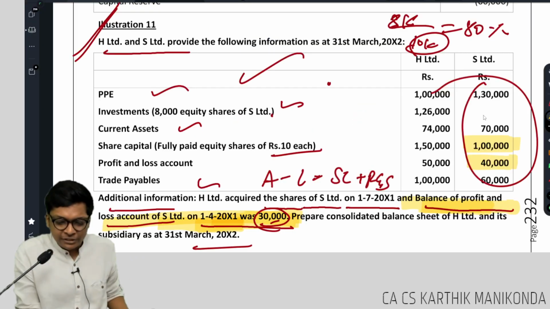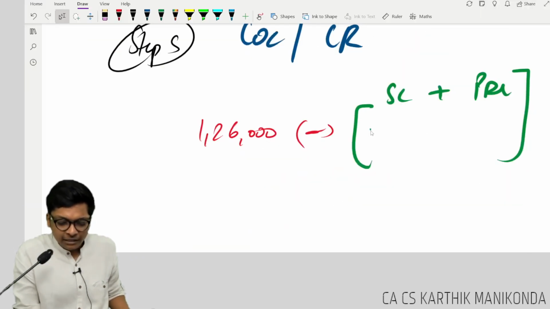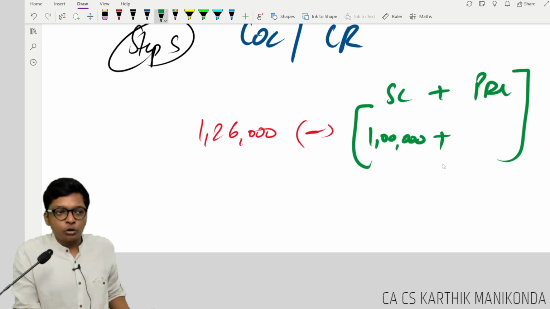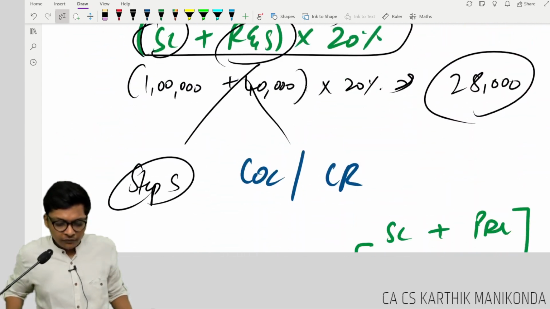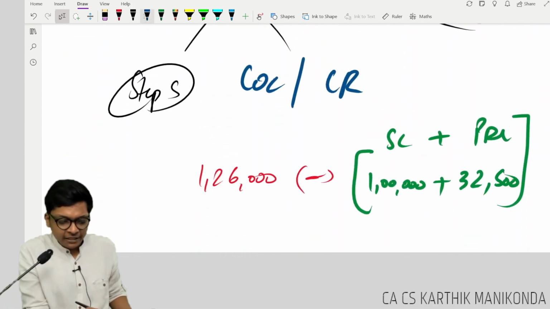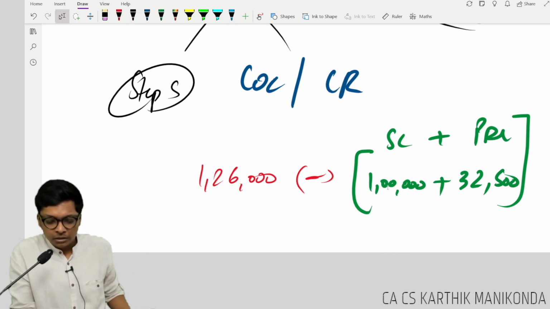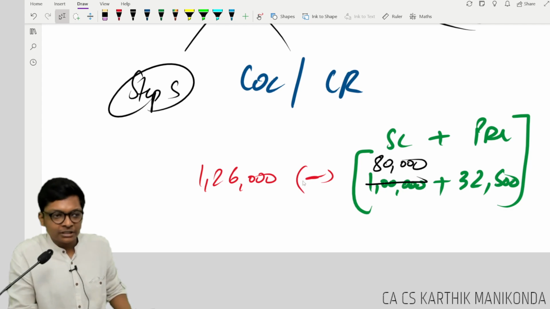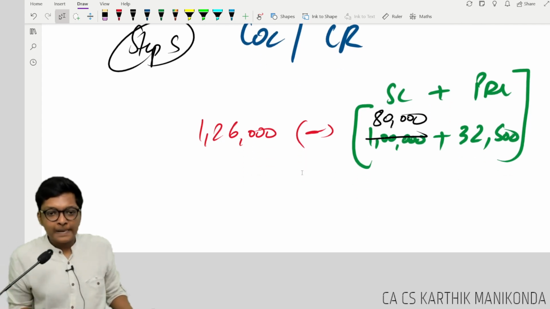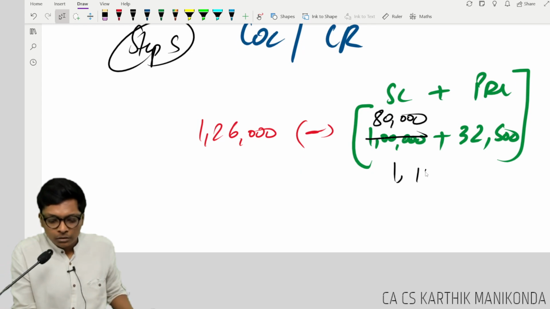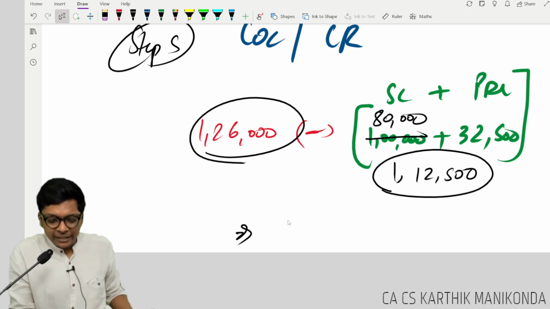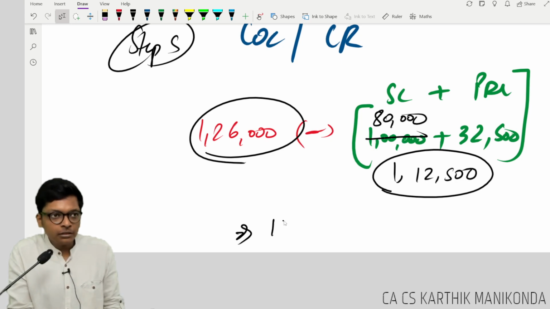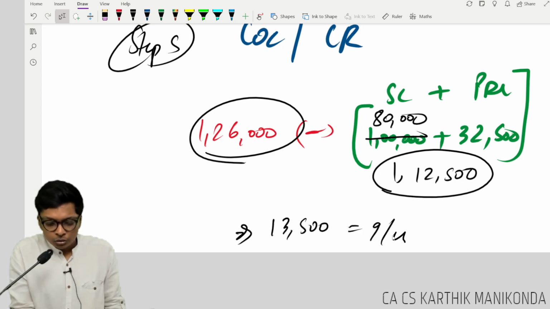So share capital in this question is 1 lakh, plus what is the total pre? 32,500. But I can't take the full 1 lakh, because what is my share of 1 lakh? So I will take only 80,000, correct? What is 80,000 plus 32,500? 1 lakh 12,500. For something worth 1 lakh 12,500, you paid 1 lakh 26,000. So the extra is how much, guys? 13,500, which is my goodwill.